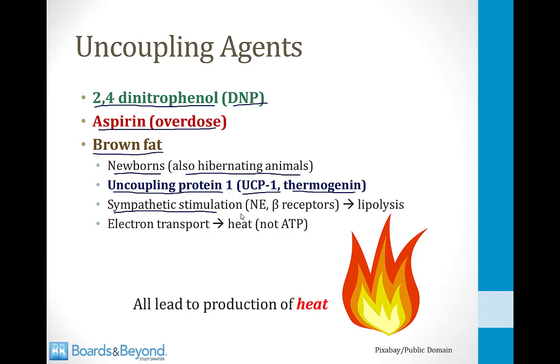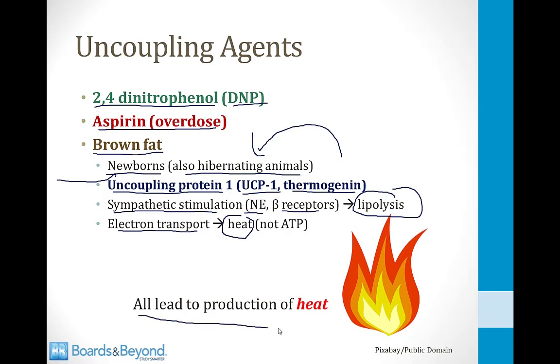And sympathetic stimulation through norepinephrine and beta receptors leads to lipolysis of brown fat. Now, normally lipolysis would generate lots of ATP, but in brown fat, the electron transport is not coupled to oxidative phosphorylation. As a result, all those hydrogen ions leak out and they generate heat instead of ATP. This is very useful for hibernating animals in the winter. And as I said before, this is present in a small degree in newborns, but will resolve as the child grows up. And I summarized at the bottom of the screen here an important fact that all of these uncoupling agents lead to the production of heat because that energy in the form of protons is being used to generate heat as it leaks out instead of generating ATP.